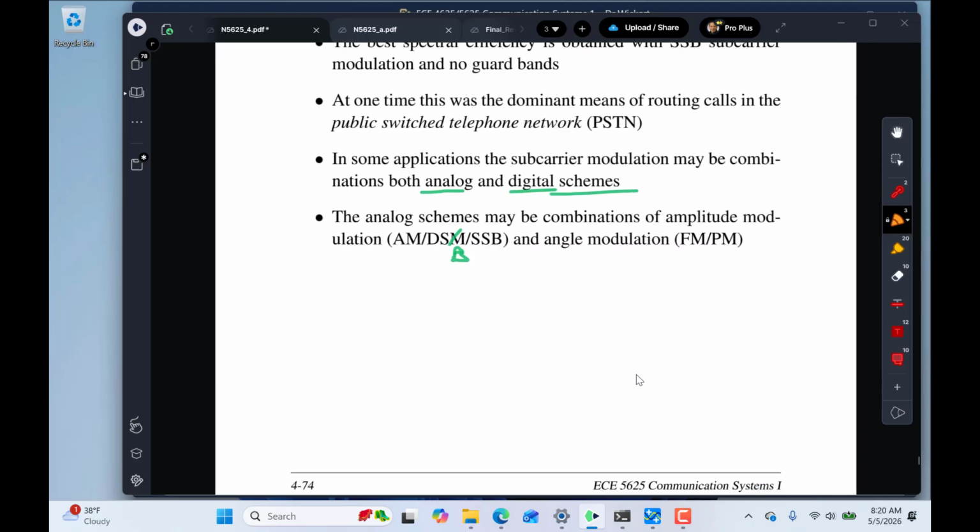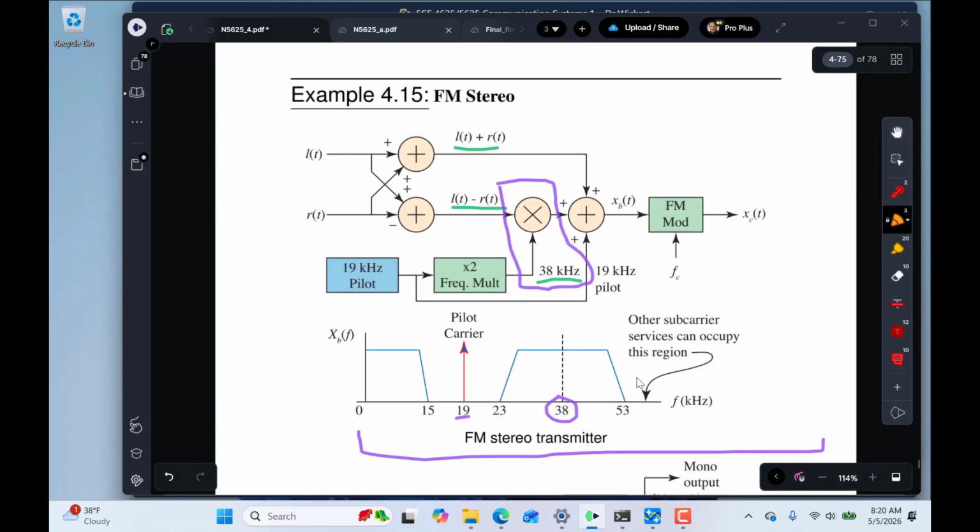And like I've already said, it could be analog, digital, it can be a combination of the two. There's all types of variations that are out there. So a classical example that I did go through in this lecture, that's why it got marked on, that I made before I left, is FM stereo broadcasting.